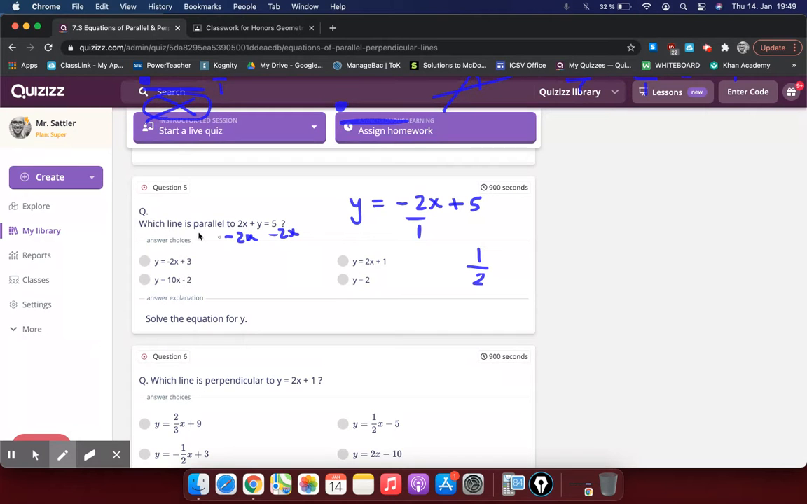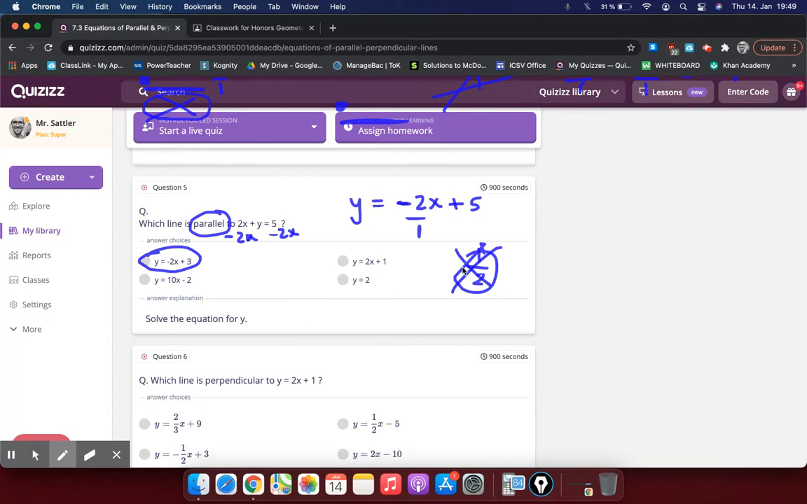Oh, sorry. No, I just messed up. We want parallel. This would be for perpendicular. So if we just want parallel, we just want to find one that's the same. So which one has negative 2? That would be this one.